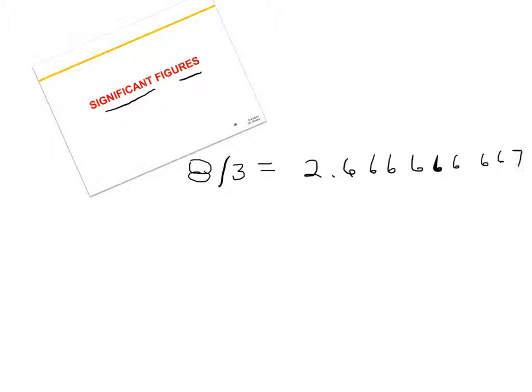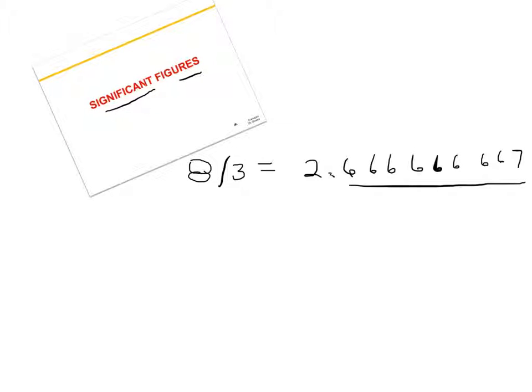Today we want to discuss something called significant figures. First of all, let's enter some numbers in our calculator. If we were in a math class and we had 8 divided by 3, we would put that into our calculator and we would get 2.666,666,667. We would have 9 digits.